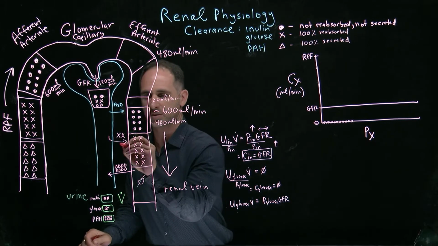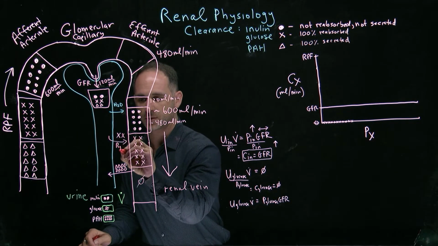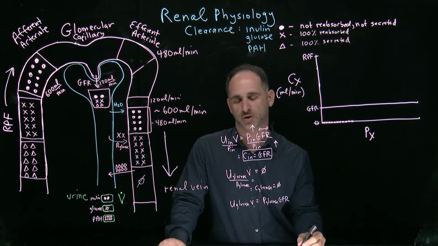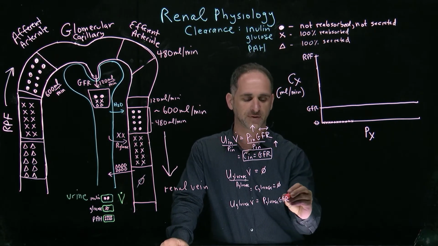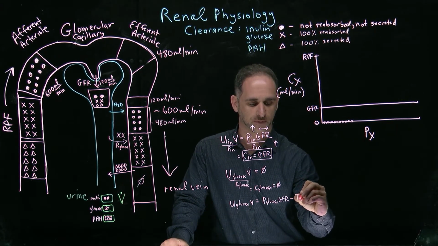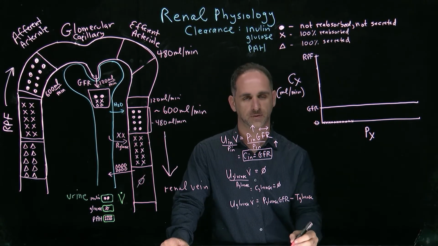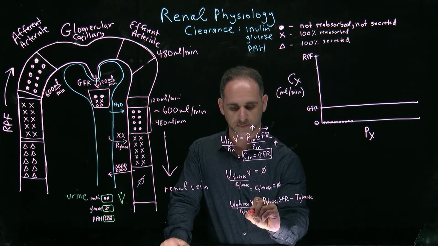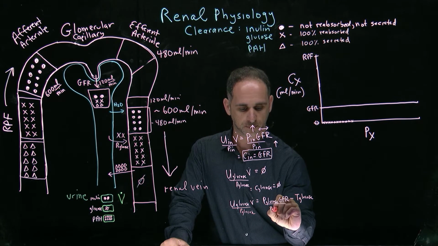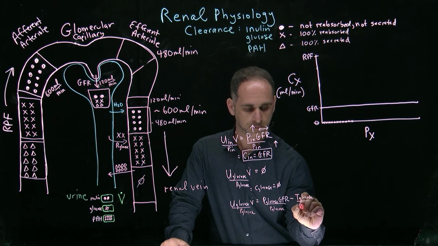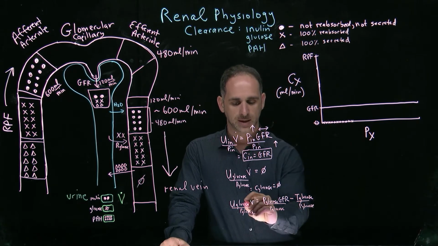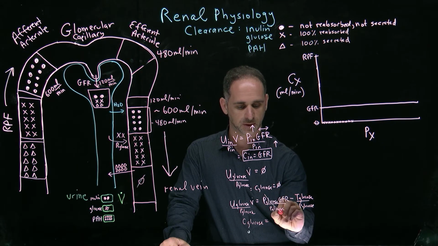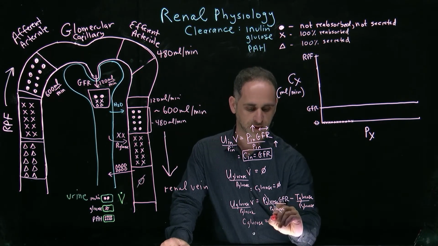That's the reabsorption of glucose, or the transport of glucose. So if you want to use T for transport, that's fine, or R, doesn't matter. But I have to subtract the transport of glucose. So if I divide everything by the plasma glucose concentration, now I end up with the clearance of glucose equals the GFR, which is the clearance of inulin.